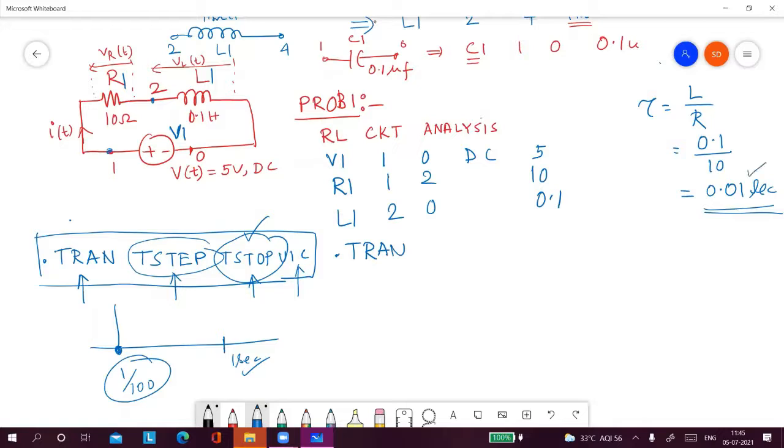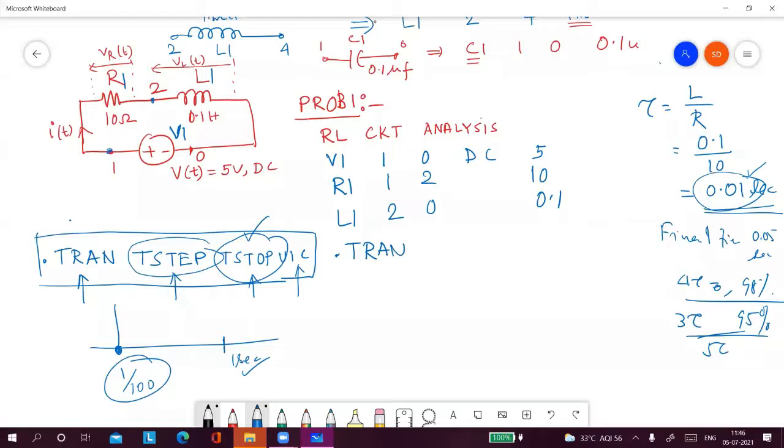So the time constant is 0.01 second. For the final time, we know that at approximately 4 time constants the output response reaches 98%, and at approximately 3 time constants the output reaches 95%. So that means the final time you can take is approximately 5 tau. This is 0.01, so you can take the final time as 0.05 second. Let us take 0.05 second as the final time.